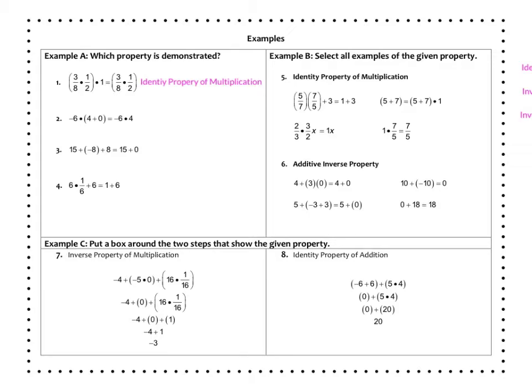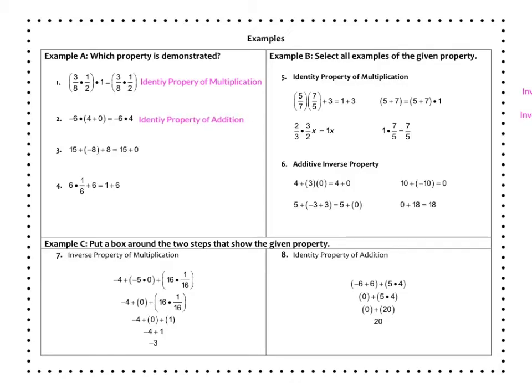In number 2, I have negative 6 times 4 plus 0 inside the parentheses, and when I look at the other side of the equation, I just have negative 6 times 4. So what happened? We added the 4 and the 0 together, and we got 4. So I had 4, I added 0 to it, I still have 4. So since I have the same thing after adding 0 to it, I know that is the identity property of addition since I was adding.